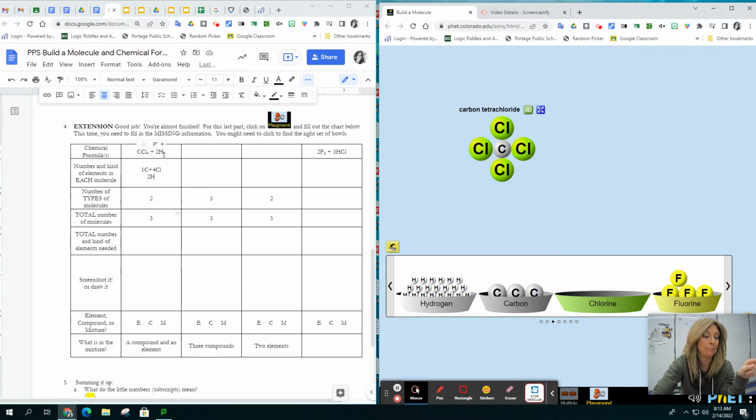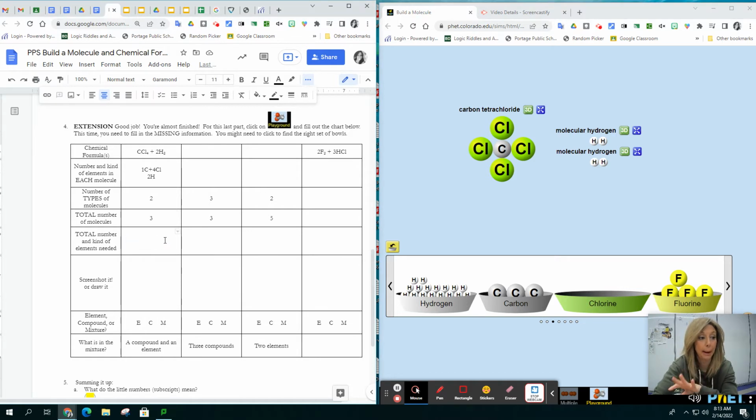All right, now I need to make 2 H2s. Well, there's an H2 right there. How many do I need? 2. So we have 2 H2s. Okay, so now I'm going to count. I have 2 types of molecules. 1, 2 types. What's my total number of molecules I've built? I've built 1, 2, 3. Okay, so that's good.